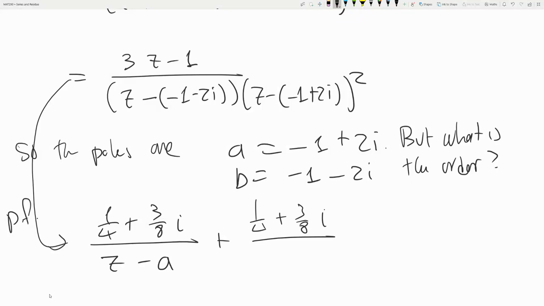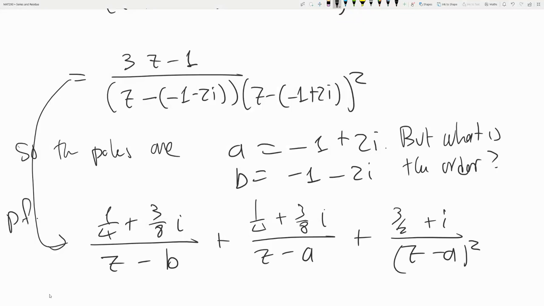Wait, no, this is B. Yes. So Z minus A, and then 3 half plus I, Z minus A to the 2. Good. So let's see.